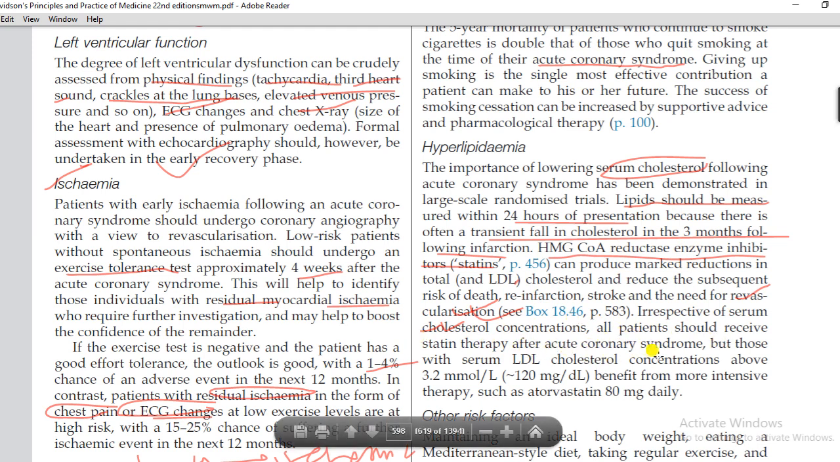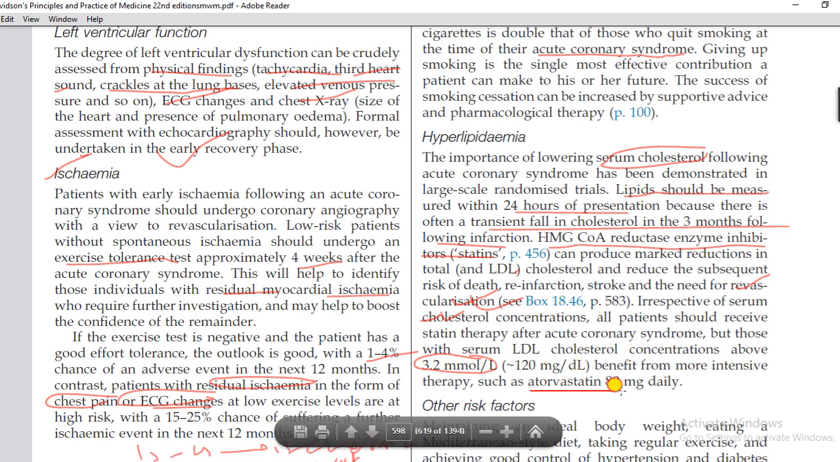But those who have LDL cholesterol above 3.2 millimole per liter benefit from intensive therapy, such as atorvastatin. Atorvastatin is more intensive than other statins. It should be given when the LDL in the patient is more than 3.2 millimole per liter.